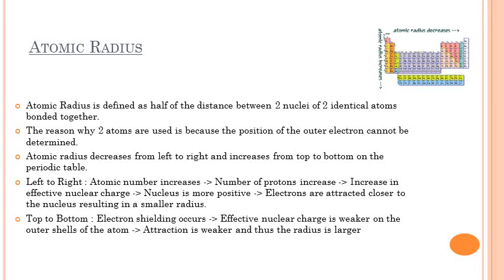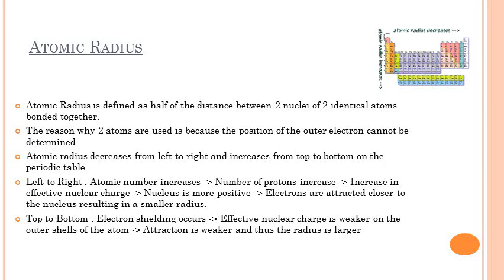The first trend that we will be looking at today is atomic radius. Atomic radius is defined as half of the distance between two nuclei of two identical atoms bonded together. The reason why we use two atoms is because the position of the outer electron cannot be determined. Atomic radius decreases from left to right and increases from top to bottom.